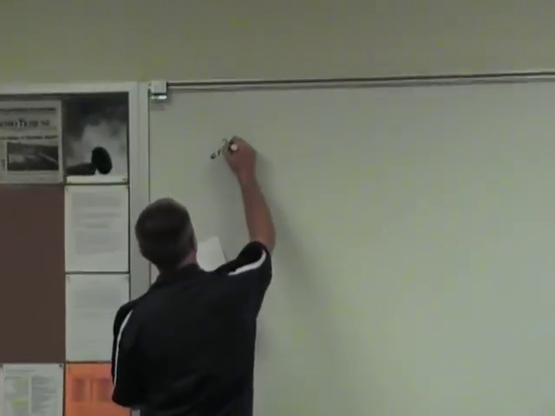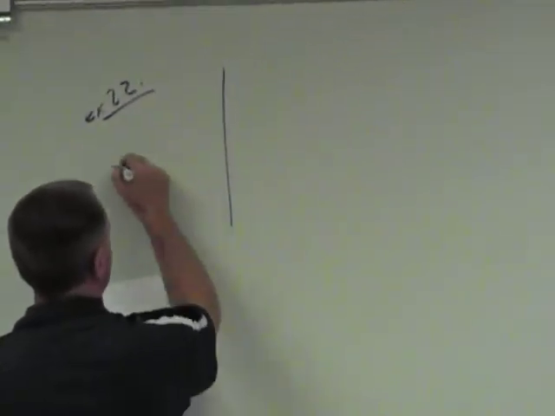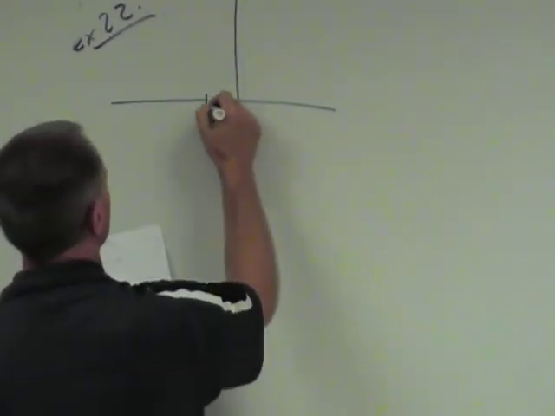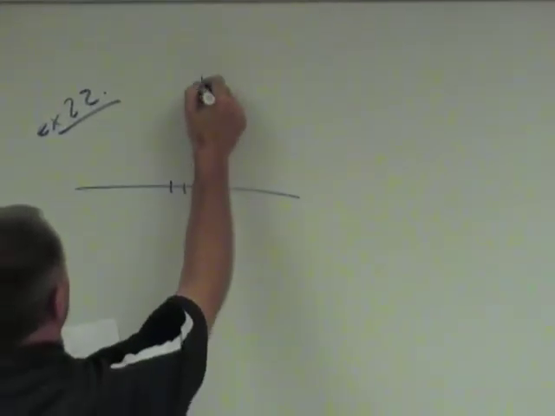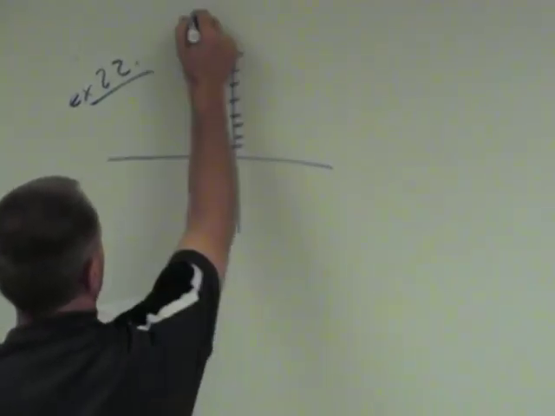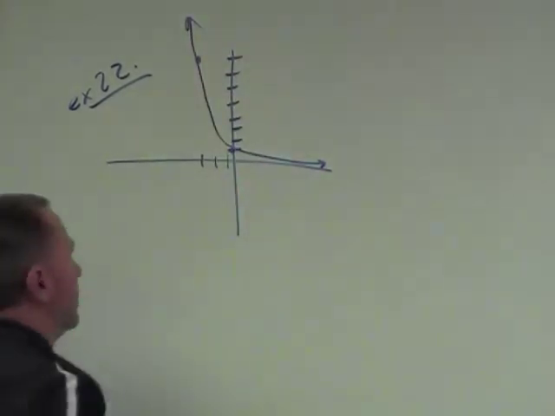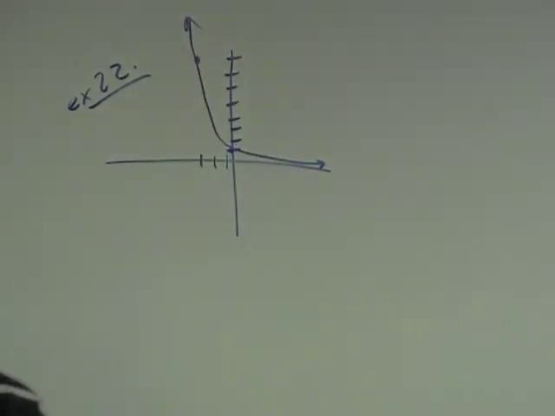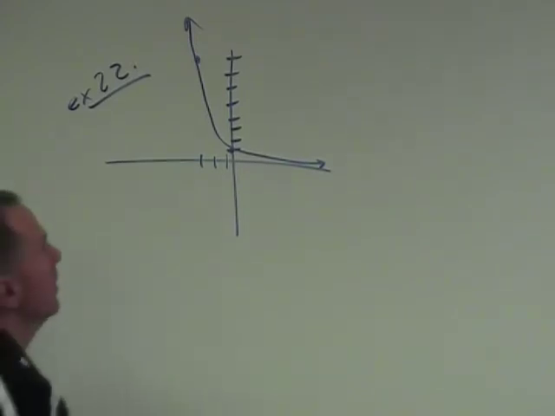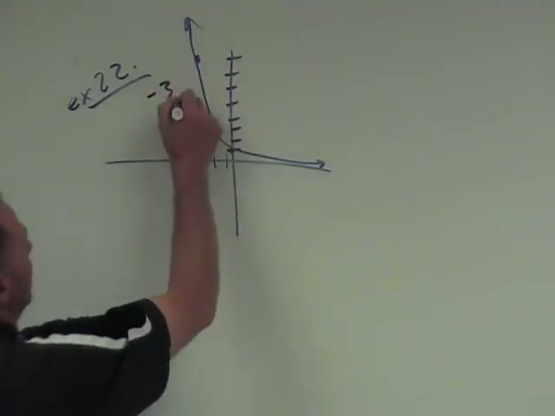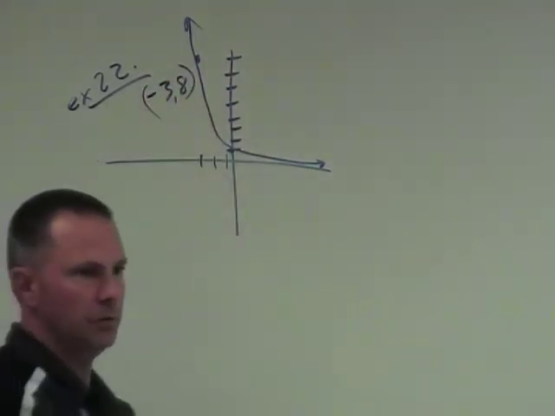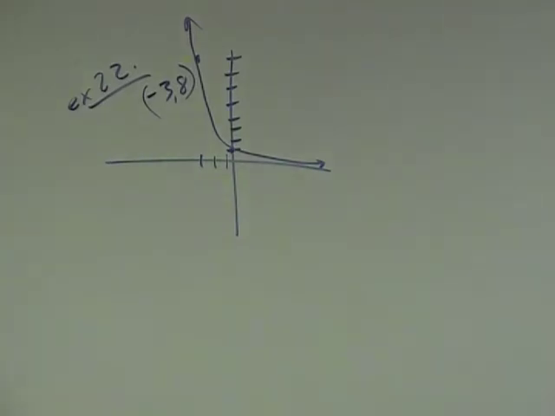This is number 22. Here's your graph. Don't use a 0 for your point. Don't use intercepts for your points. So this is -3, 8. Now you do the same thing we did over there and see if you can figure it out.